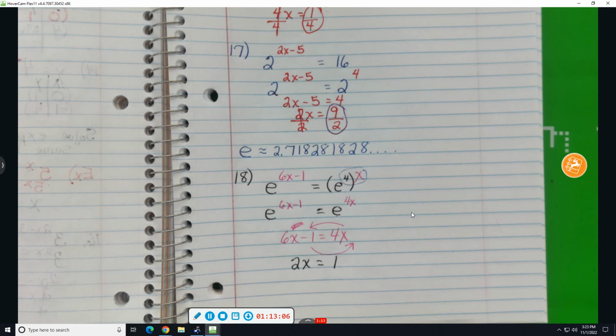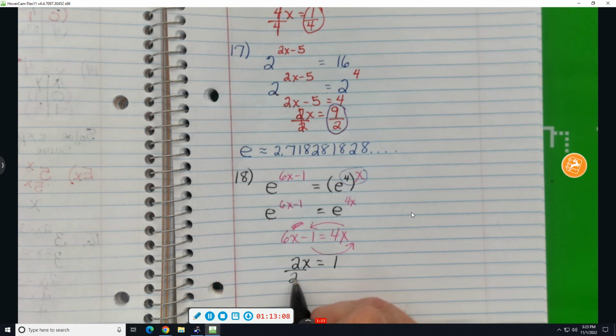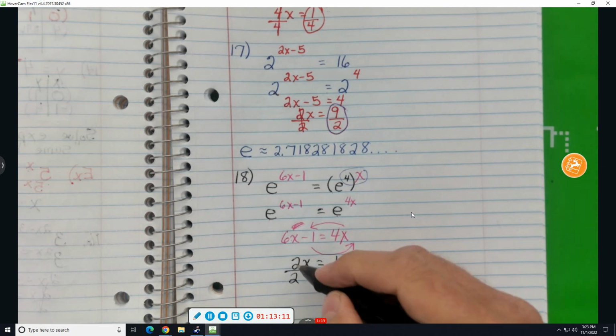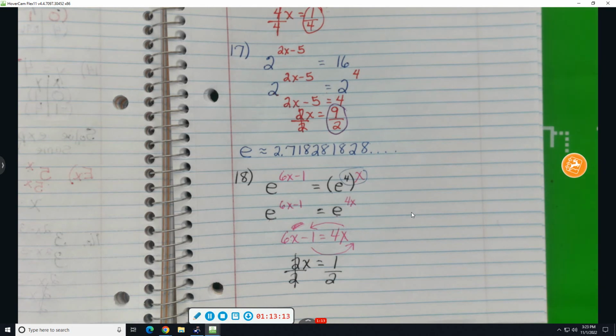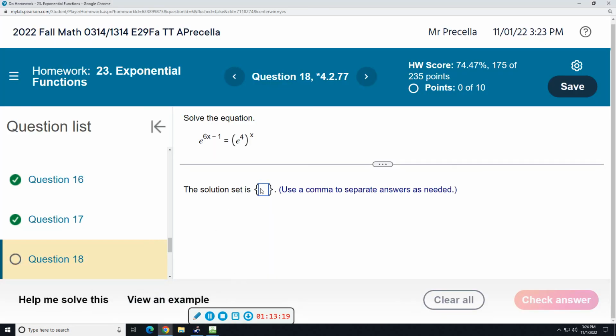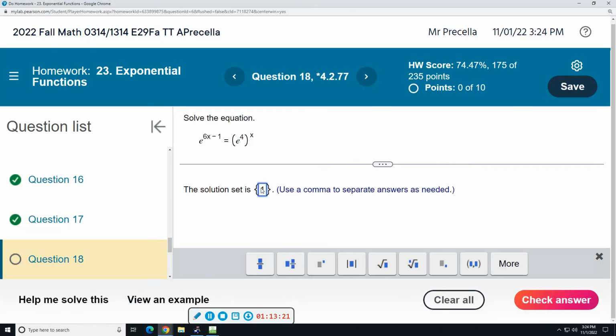Divide both sides by 2. Did that do it? Y'all see how I did that? The goal is to get the same base on each side without any parentheses.